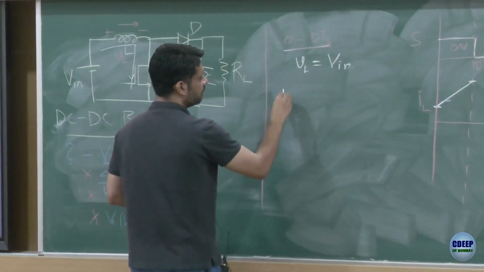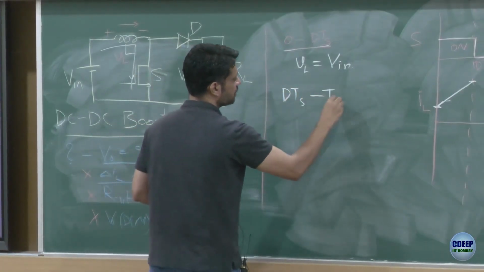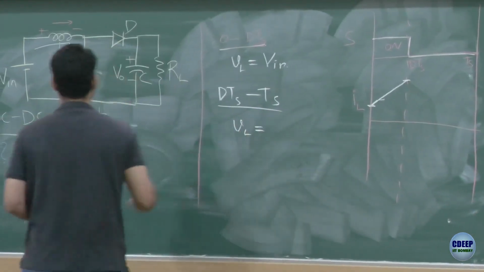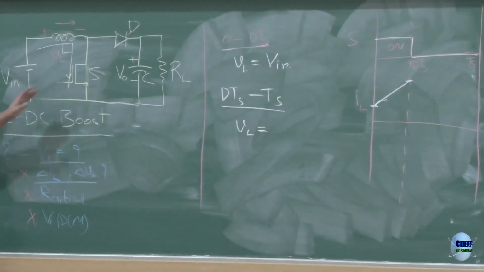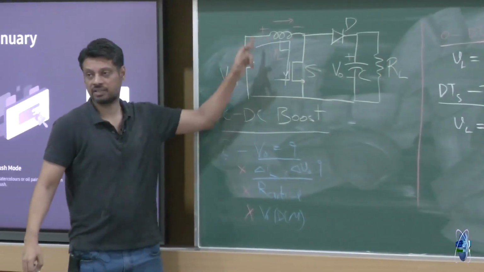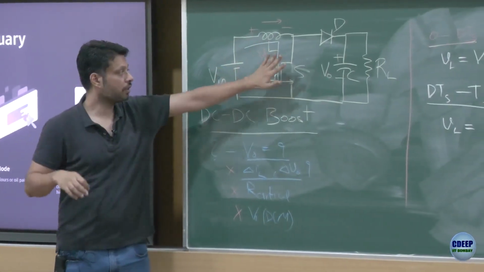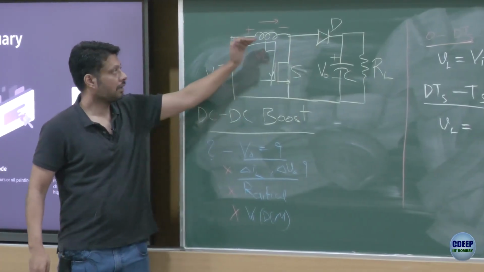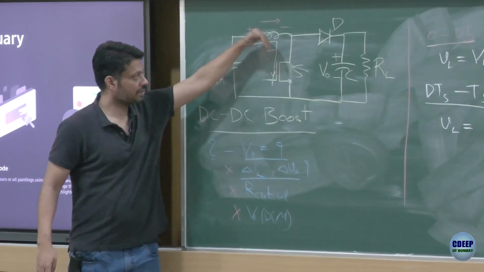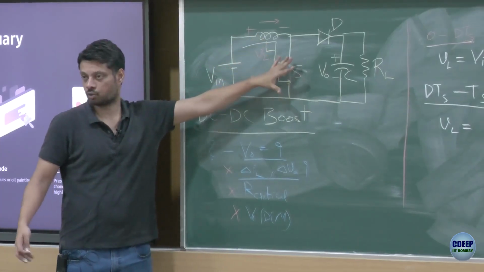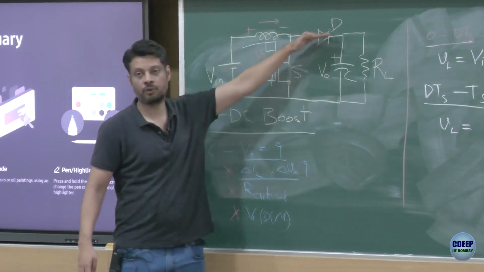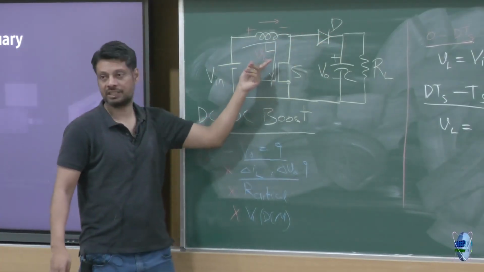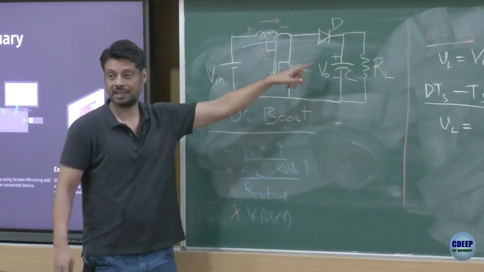And then for the period of DTs to Ts, when you turn off the switch, the inductor current was flowing in this direction, current was building up. Now you have turned off the switch. Now what will the current do? Current of course cannot flow through this switch because it's off, it's open. So current will try to flow through the diode. As it flows through the diode, what is the voltage across the inductor? V in minus VO.